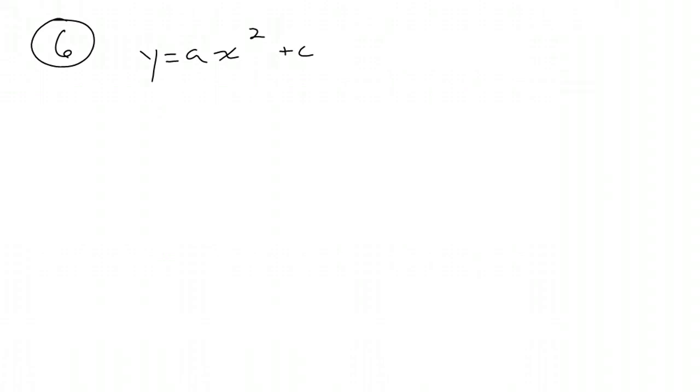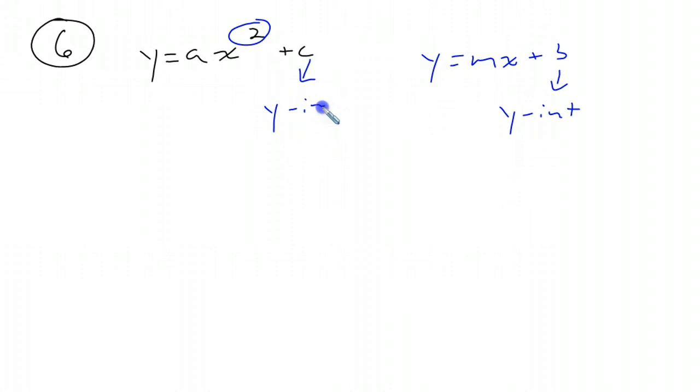Looking at number 6, it says investigate, describe, and predict the effects of changes in c on the graph of y equals ax squared plus c. Well, we looked before and we figured out that when we had y equals mx plus b, this was our y-intercept. So it kind of looks similar. The only difference is this little squared up here, but the c is still our y-intercept.